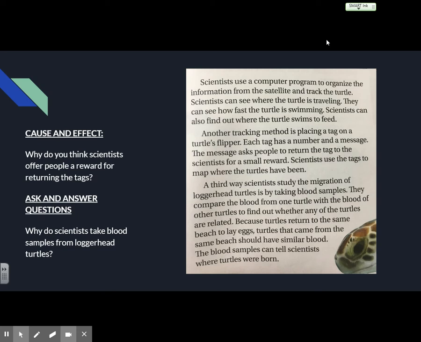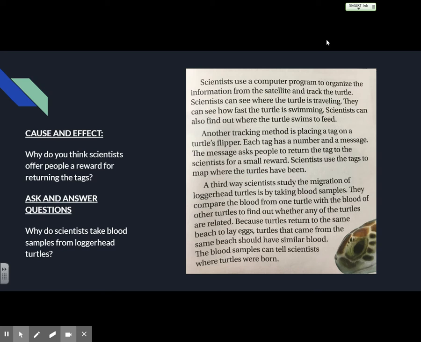Scientists use a computer program to organize the information from the satellite and track the turtle. Scientists can see where the turtle is traveling. They can see how fast the turtle is swimming. Scientists can also find out where the turtle swims to feed. Another tracking method is placing a tag on a turtle's flipper. Each tag has a number and a message. The message asks people to return the tag to scientists for a small reward. Scientists use the tags to map where the turtles have been.